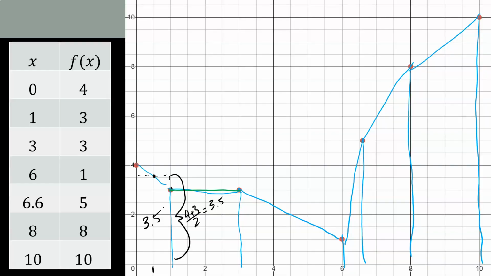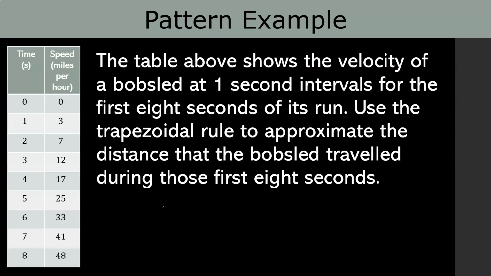So let's do the formula thing, because really that's it. It's adding a bunch of trapezoids together. And so here we go. The table to the left shows the velocity of a bobsled at 1-second intervals for the first 8 seconds of its run. Use the trapezoidal rule to approximate the distance that the bobsled traveled during those first 8 seconds.